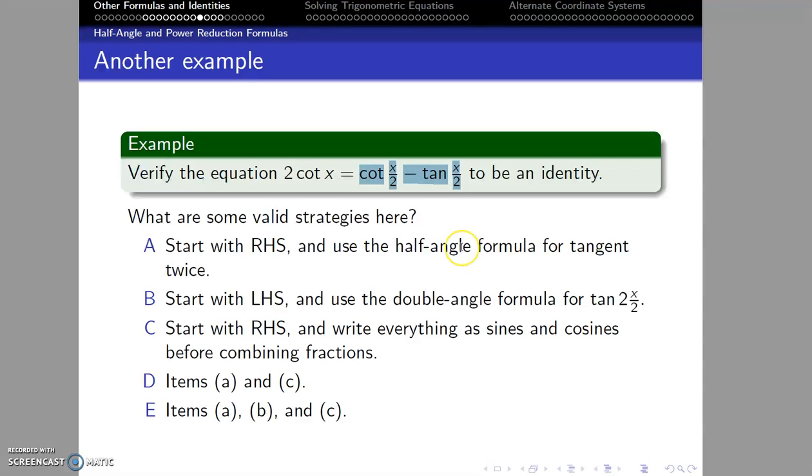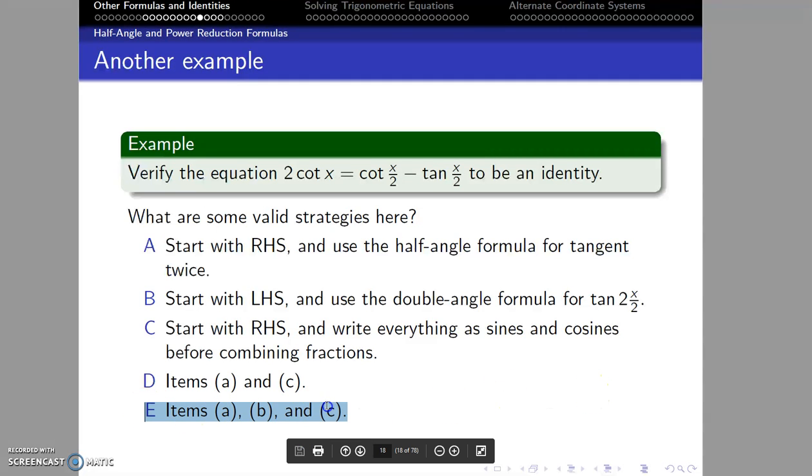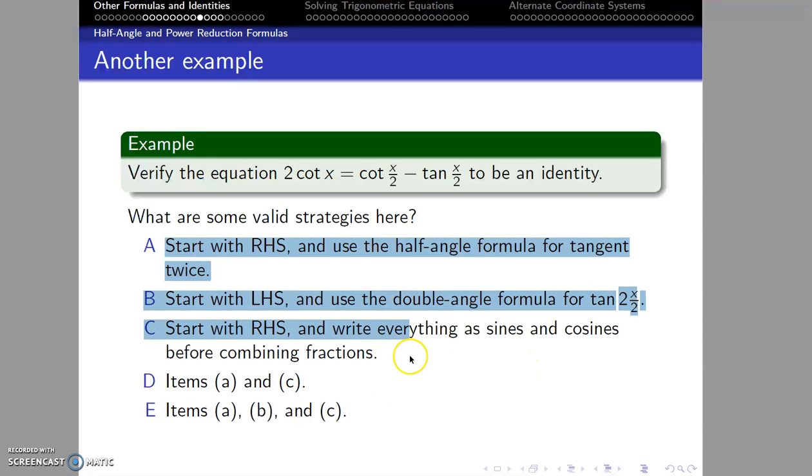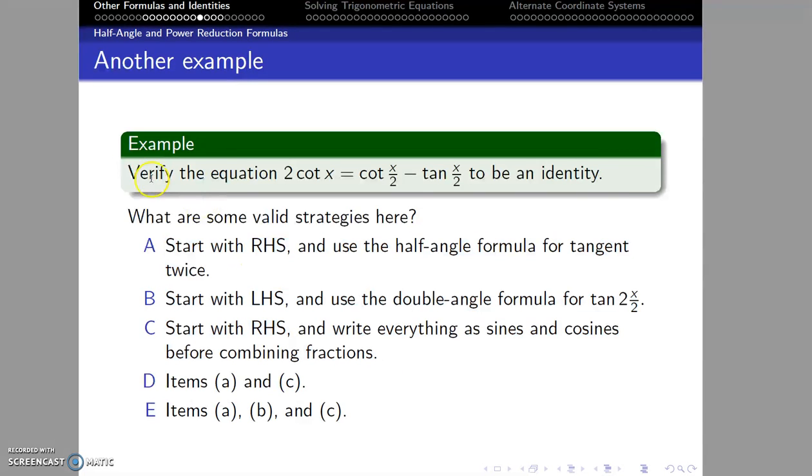So you tell me, what is an appropriate strategy here? Is it one of these? Is it more than one? Think it out, take your pick, and we will see what we can do with these ideas. And yes, it's all of them. All of these strategies, and probably more, are valid, workable strategies to verify this equation as an identity.